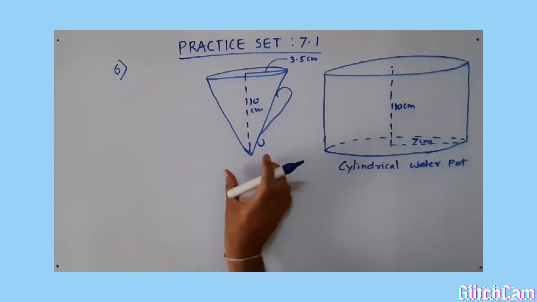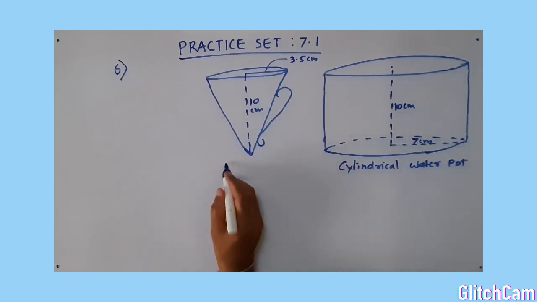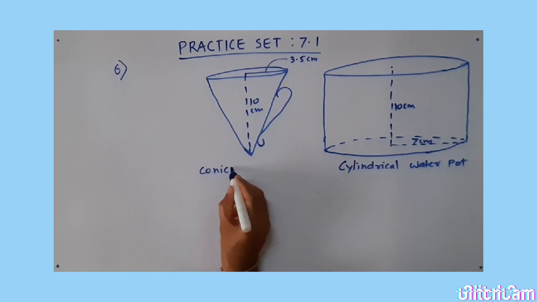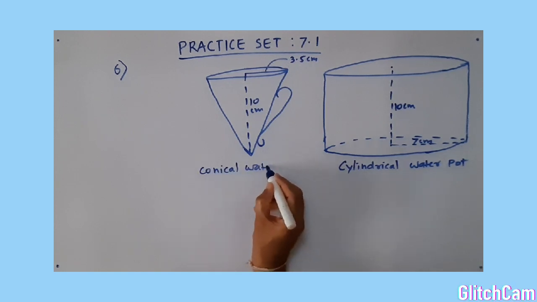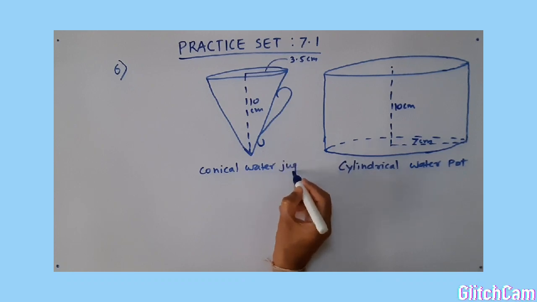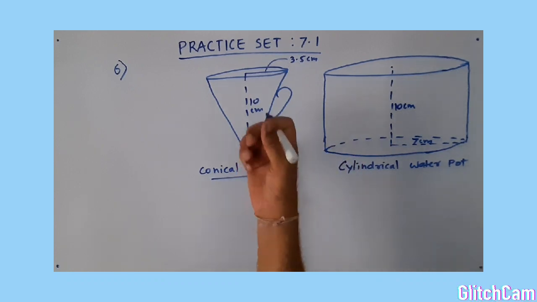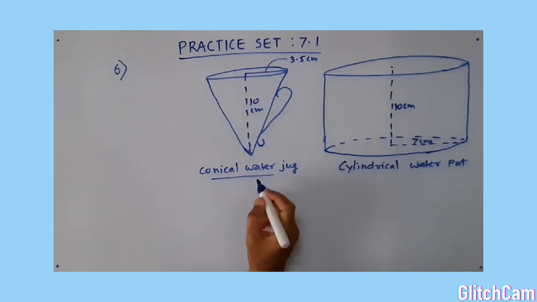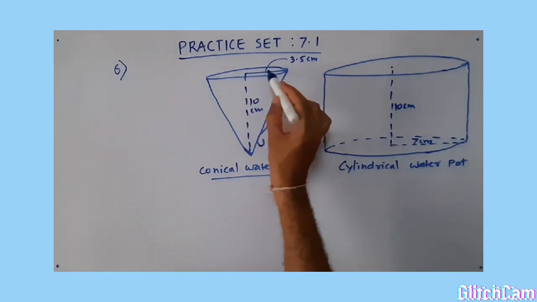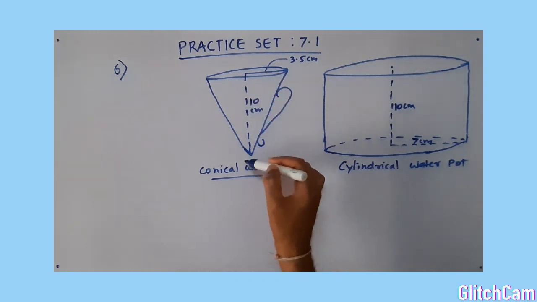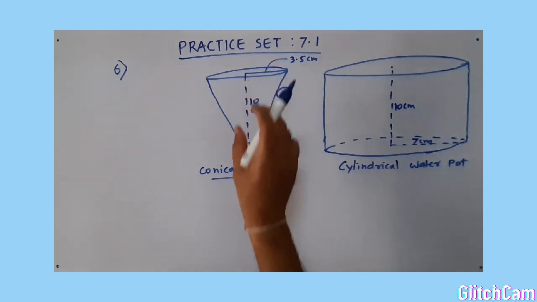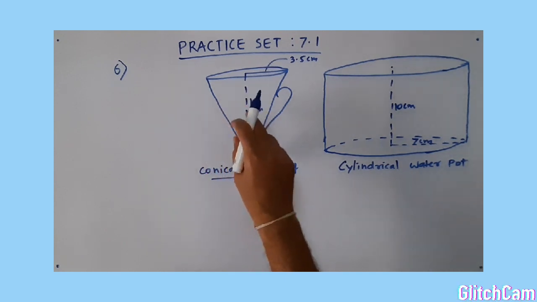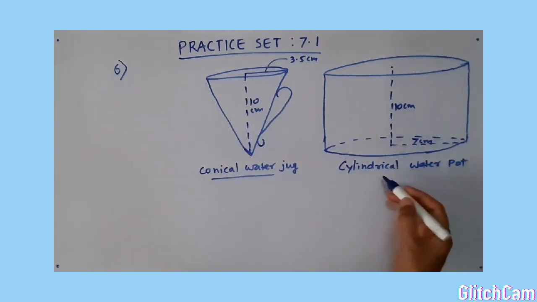This pot is to be filled by a conical water jug. It's a small container. We lift it and we fill it like this. Now the dimensions of the water jug are 3.5 centimeter the radius and 10 centimeter is the height. Now how many such conical water jugs will be needed to completely fill the cylindrical water pot?